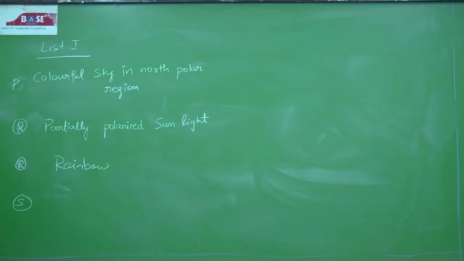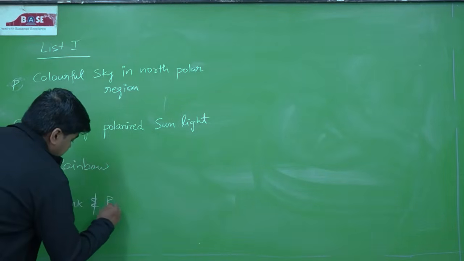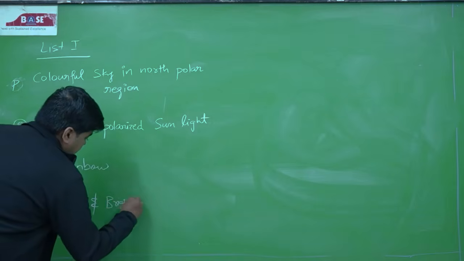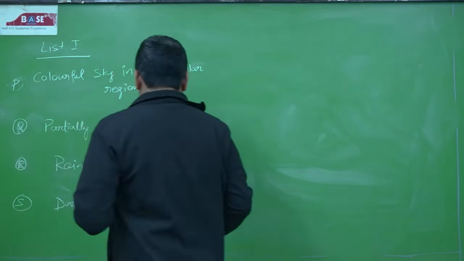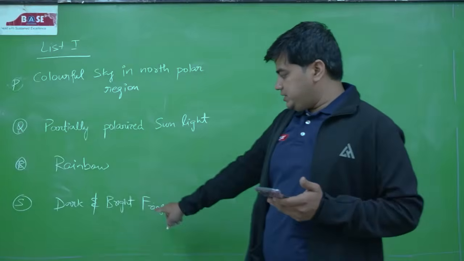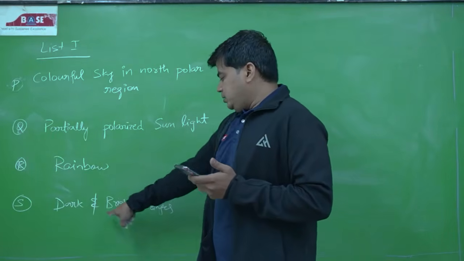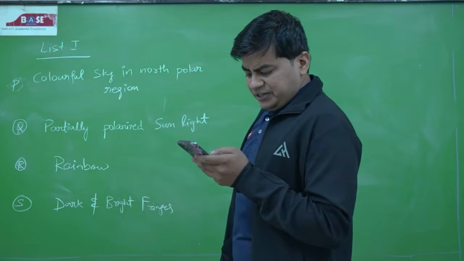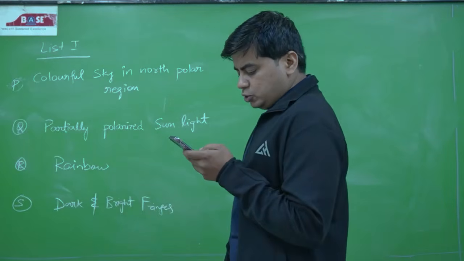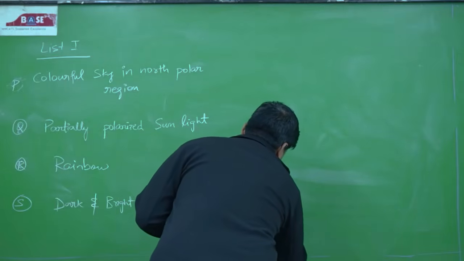S is dark and bright fringes. Now guys, we know that dark and bright fringes are in the wave optics chapter, and the reason for this is interference and diffraction. In this question only diffraction is present, so for this the answer becomes diffraction.